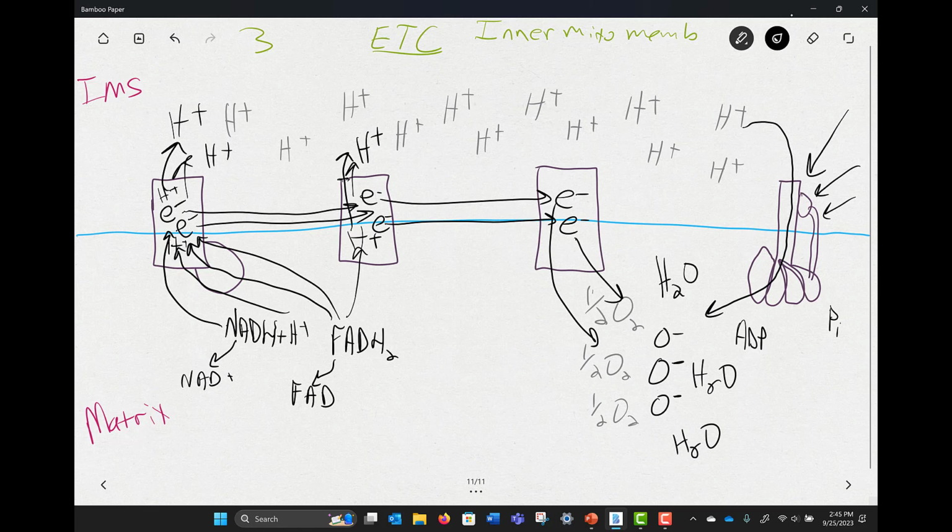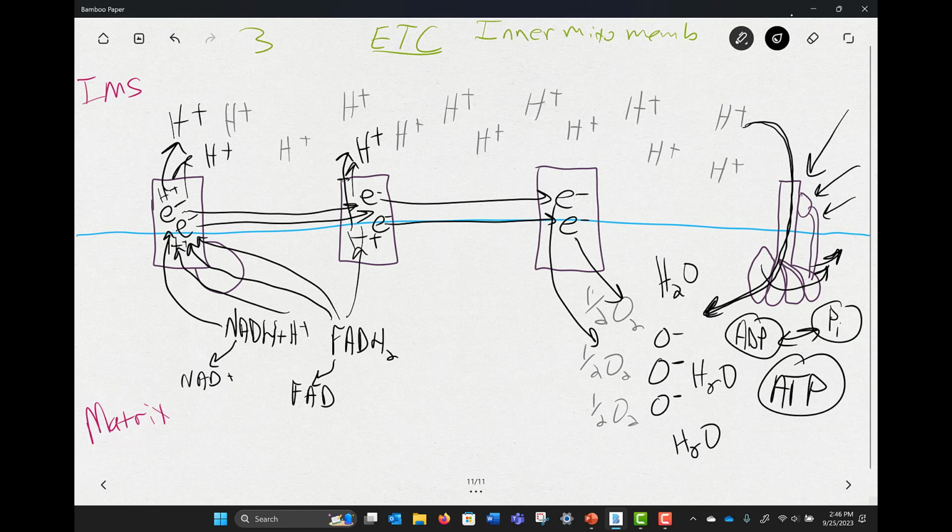Those H pluses are coming in because they are attracted to the O minuses. But for every H plus that comes through this weird shaped protein, it causes it to turn. It rotates. And as it rotates, it kicks this little weird arm outward. And every time that weird arm kicks outward, it takes an ADP and an inorganic phosphate, and it slams them into each other hard enough that they stick, and now we have ATP.